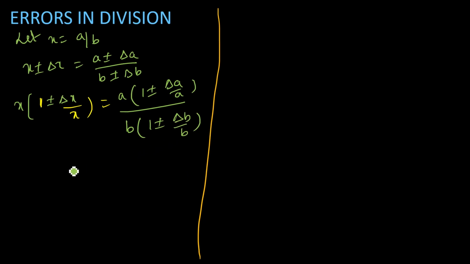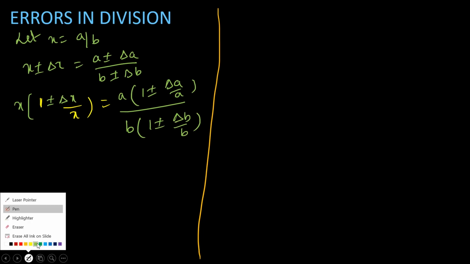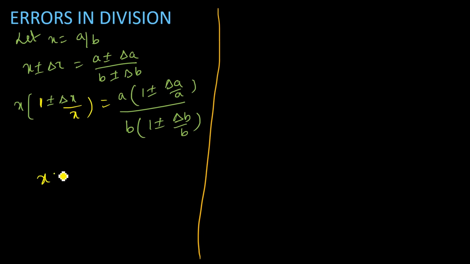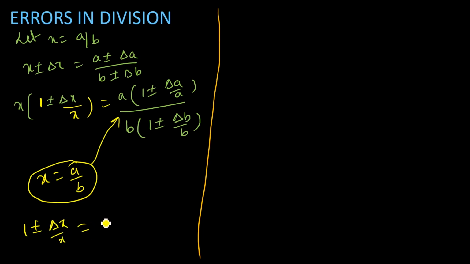Now what do you observe? x equals a by b. In the place of a by b, I can substitute x, then this gets cancelled. What is the remaining term? Then you will get 1 plus or minus delta x by x equal to 1 plus or minus delta a by a.